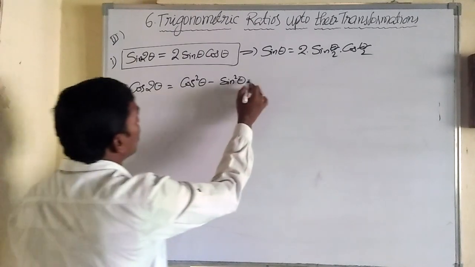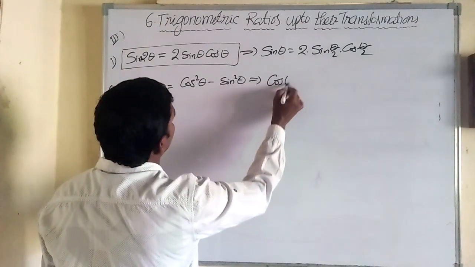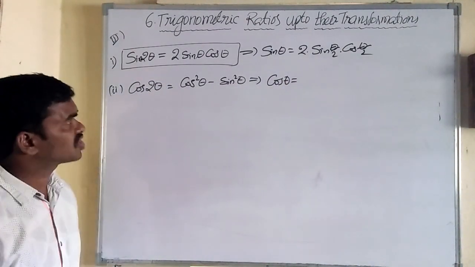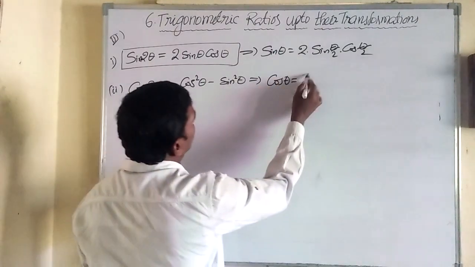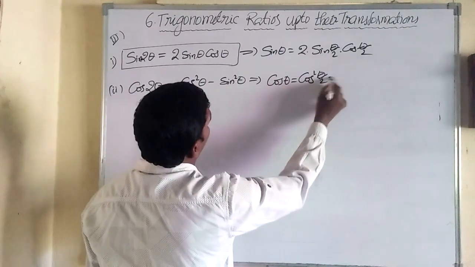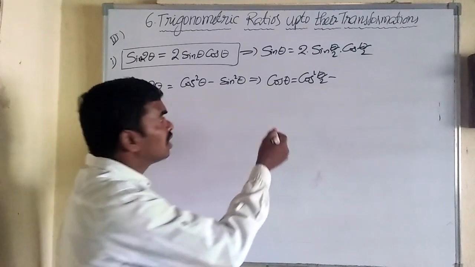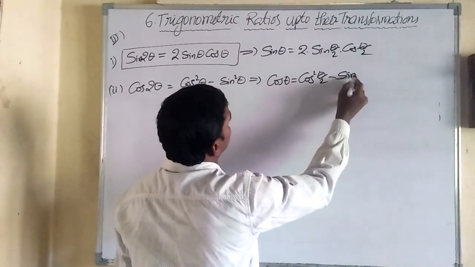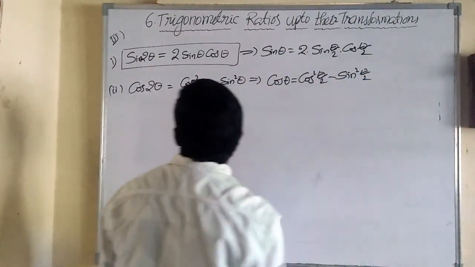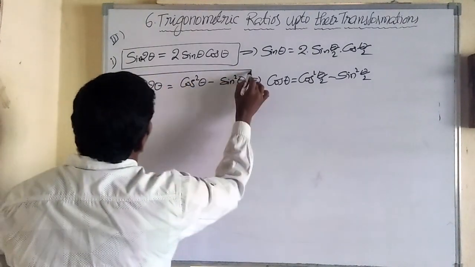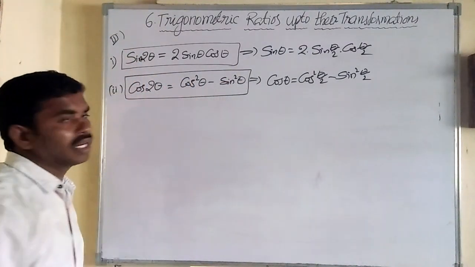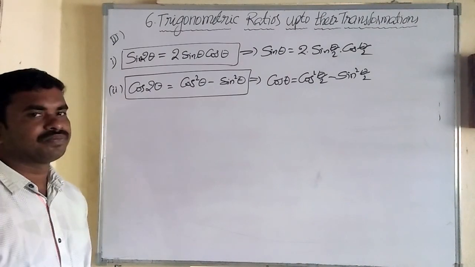Similarly, the half angle formula: if you want to write for cos theta, then how can we write? Cos square theta by 2, very good, minus sin square theta by 2. Okay, now these two are very, very important to remember.